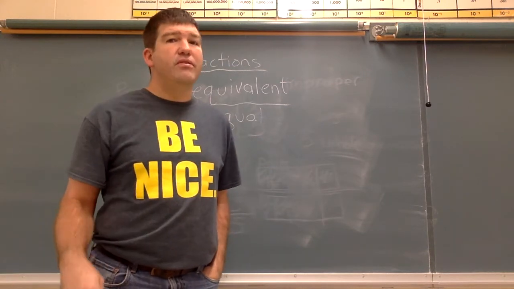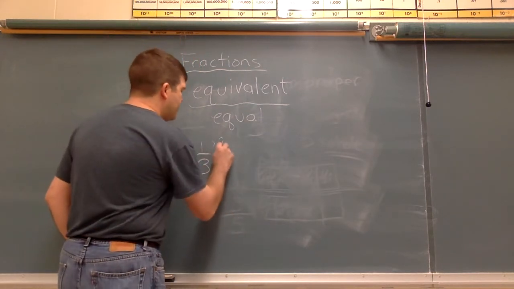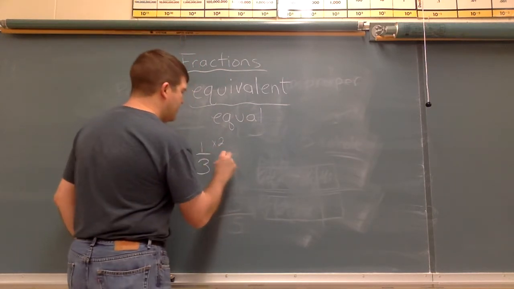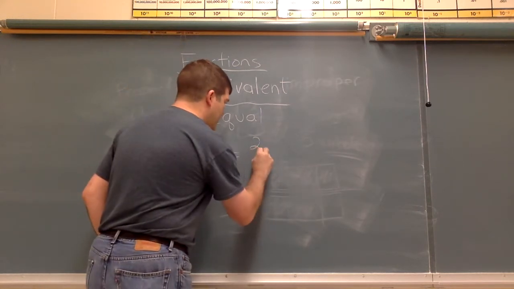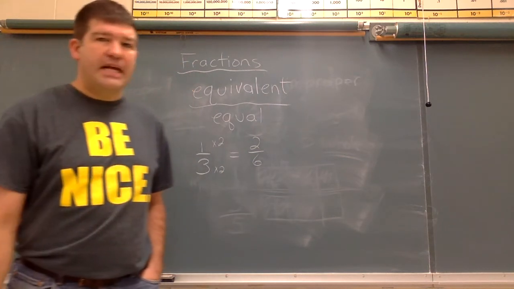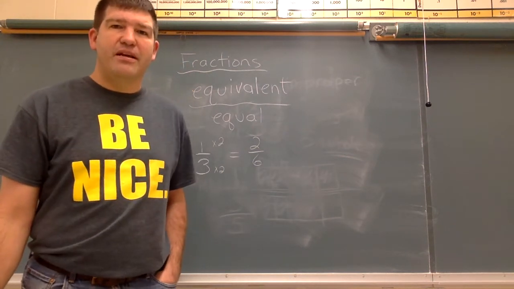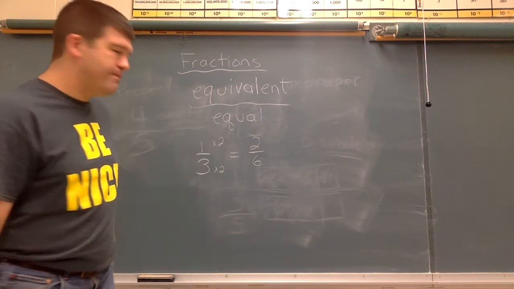Okay, so the way we make 1/3 into an equivalent fraction is whatever you do to the top number, you do to the bottom number, and it's multiplication. So I could do times 2, times 2. 1 times 2 is 2. 3 times 2 is 6. That's all it takes to make an equivalent fraction. So 1/3 is equal to 2/6.